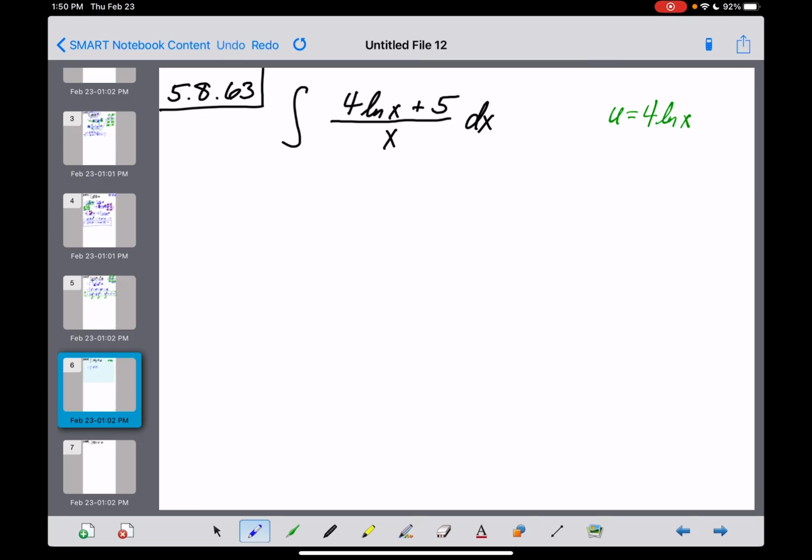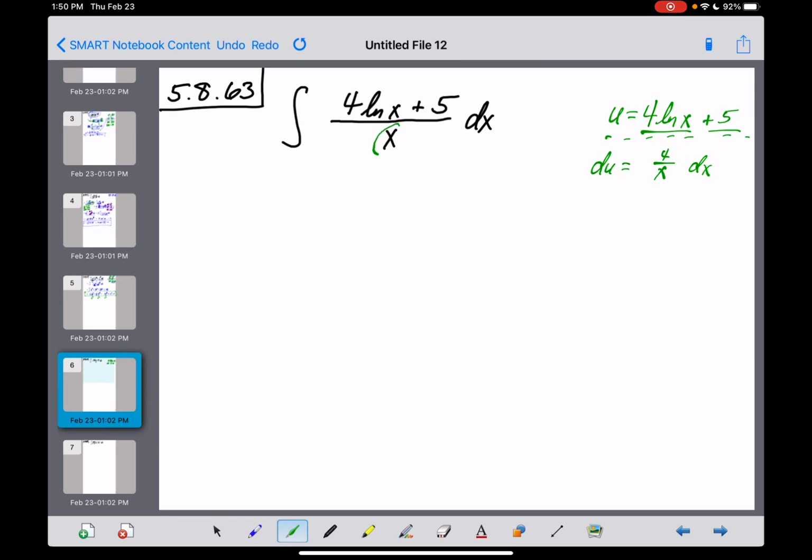But then I got thinking about this. I don't think there's any reason we couldn't also include the plus 5 in our u, and I'll tell you why. Because that plus 5 has no bearing at all on where we're going next. So the derivative of 4 natural log of x would be 4 over x. The derivative of that plus 5 is 0, so who cares? And then a dx right here.